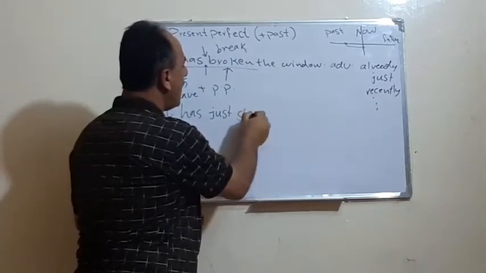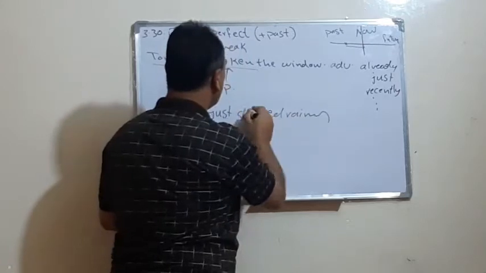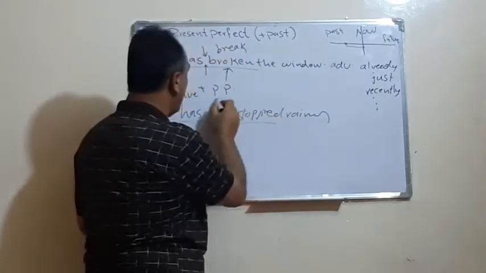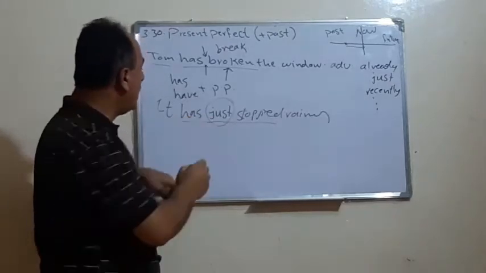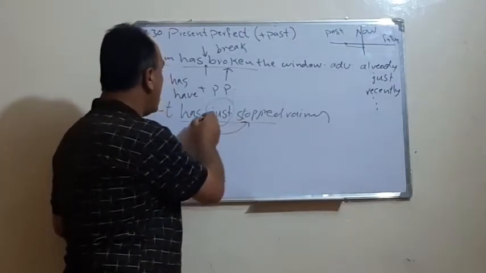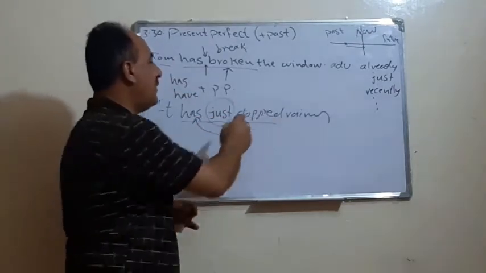Sorry, we can say stop raining. See, has just stopped. If we want to insert just, we have to put just between the two parts of the verb, the has or have plus the past participle, which is stopped.